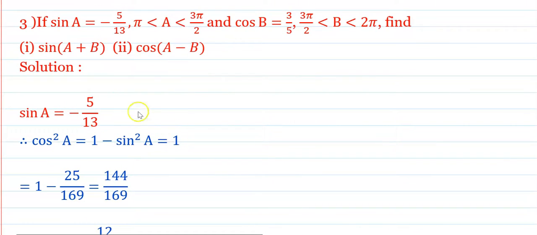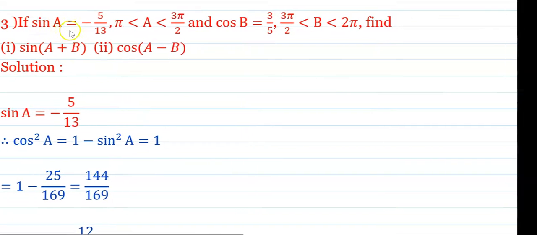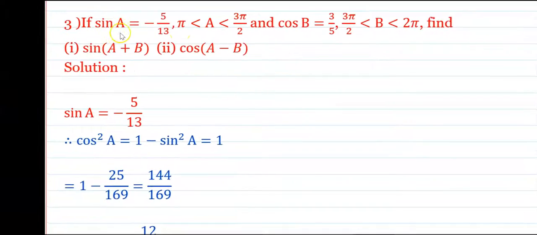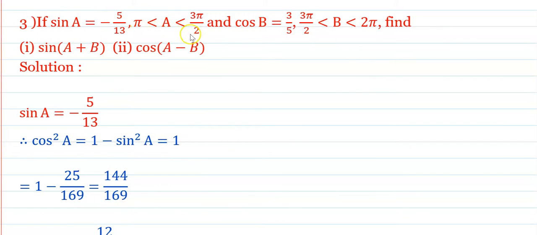Okay. Now next, if sin A is equal to minus 5 by 13, A lies in the third quadrant, cos B is equal to 3 by 5, B lies in the fourth quadrant, between 3 pi by 2 and 2 pi. Now find the values of sin of A plus B, cos of A minus B.